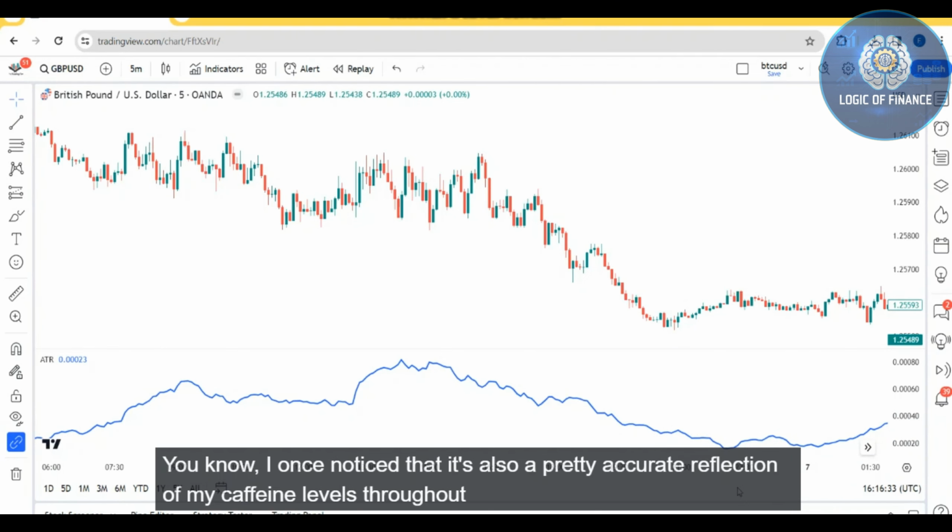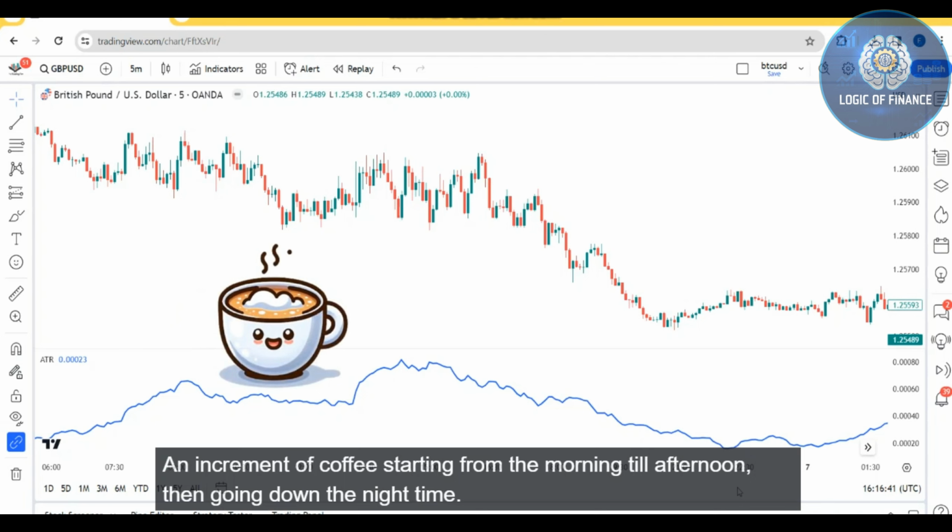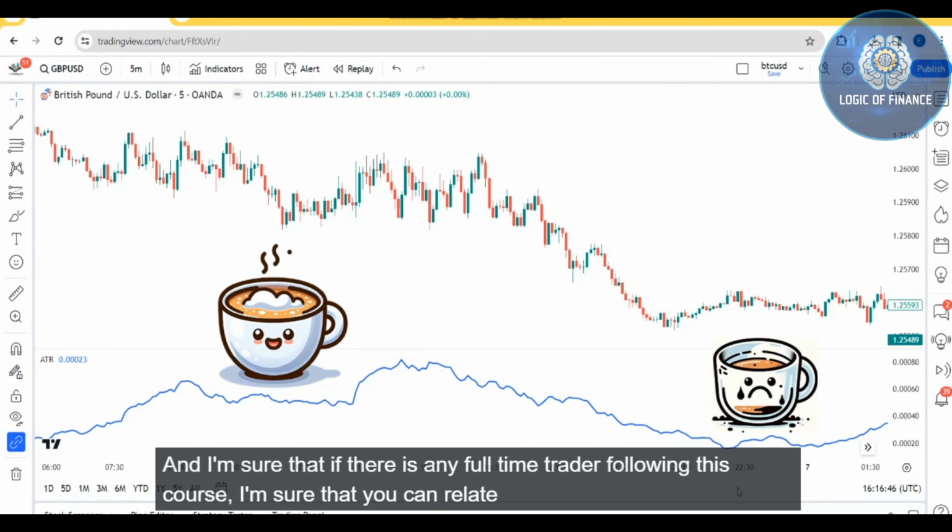You know, I once noticed that it's also a pretty accurate reflection of my caffeine levels throughout my trading day. An increment of coffee starting from the morning till afternoon and going down at nighttime. And I'm sure that if there is any full-time trader following this course, you can relate to this.